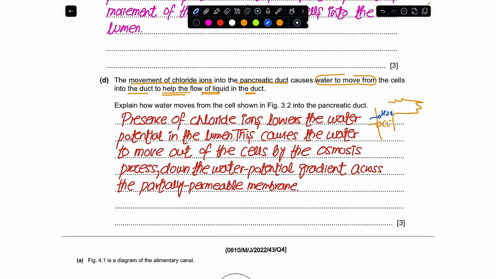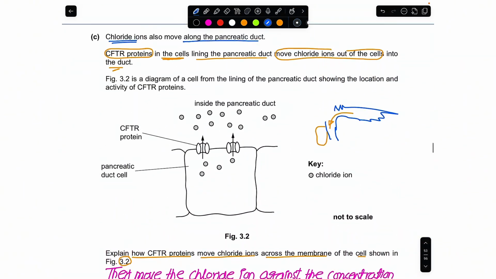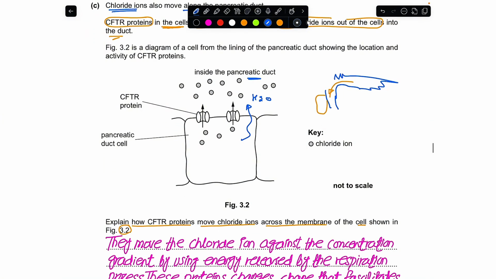For 3 marks, they say: explain how the water moves from the cells shown in figure 3.2 into the pancreatic duct. They are asking how the water moves out of the cells into the pancreatic duct. So the concept is that previously they were pumping the chloride ions out. When the chloride ions are pumped here, their concentration would increase, and automatically in the pancreatic duct they would lower the water potential. As a consequence, the water potential in the pancreatic cells would increase. So here we would now have higher water potential, and on the outside of the cells in the pancreatic duct, we would have lower water potential.